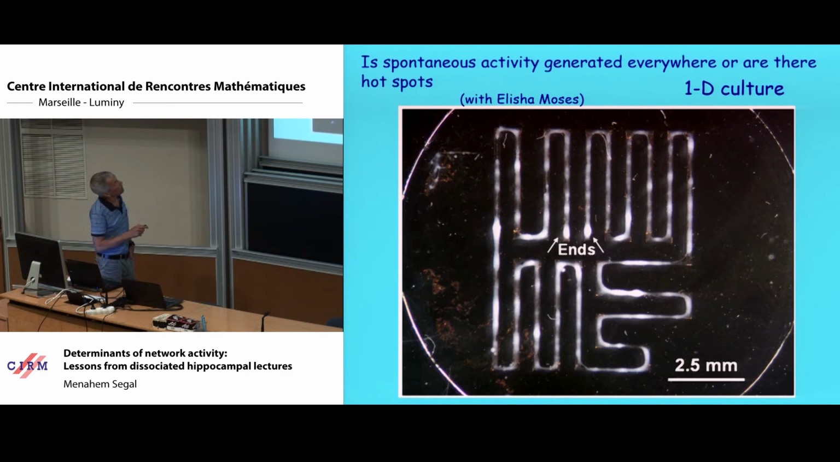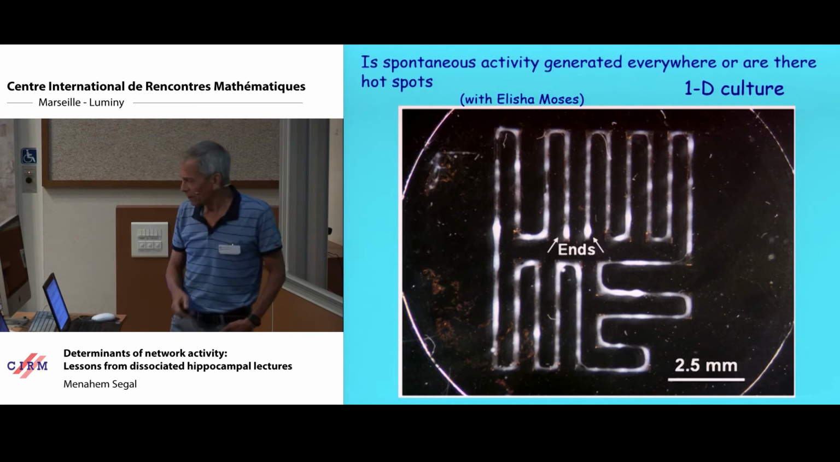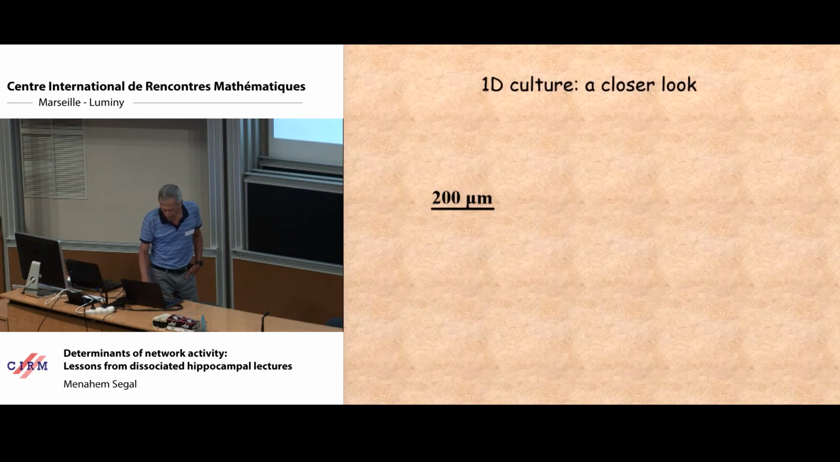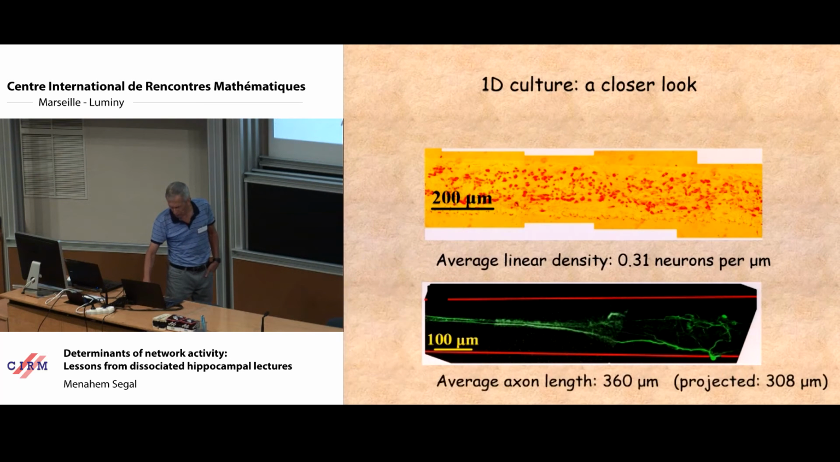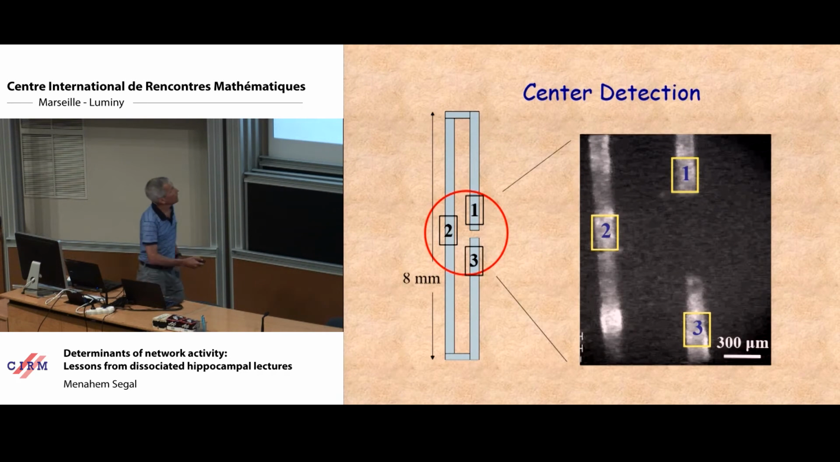We collaborated with Elisha Moses to find out if the network burst begins at a certain location, and if so, are there any properties to the neurons that generate the network burst. And what we did was, this is Elisha Moses' group, they grow neurons on a long line. So it's a one-dimensional network, and we know that the fibers go along the network, and we can just measure activity in these three positions, beginning and end of this loop.